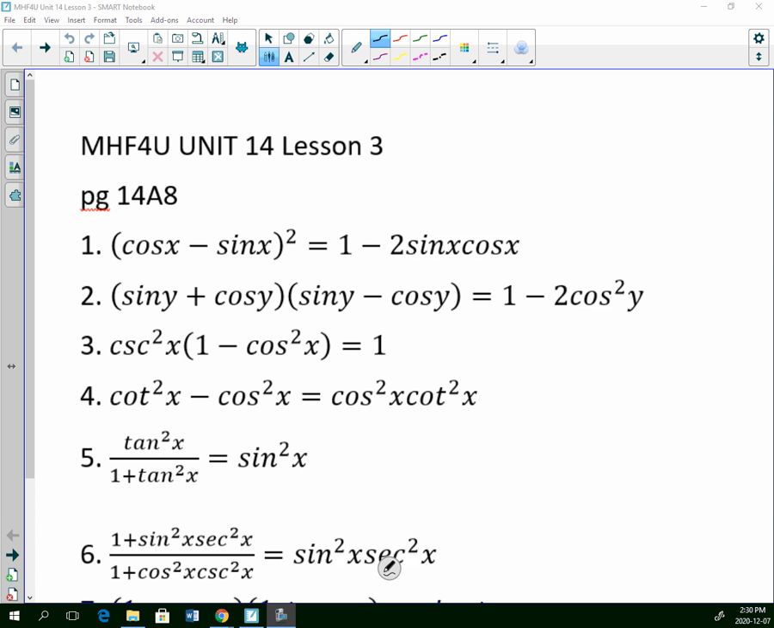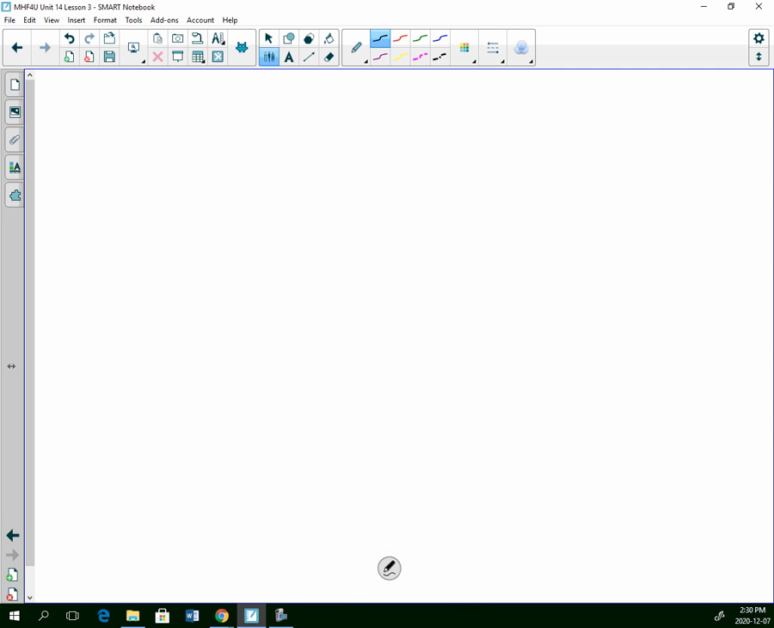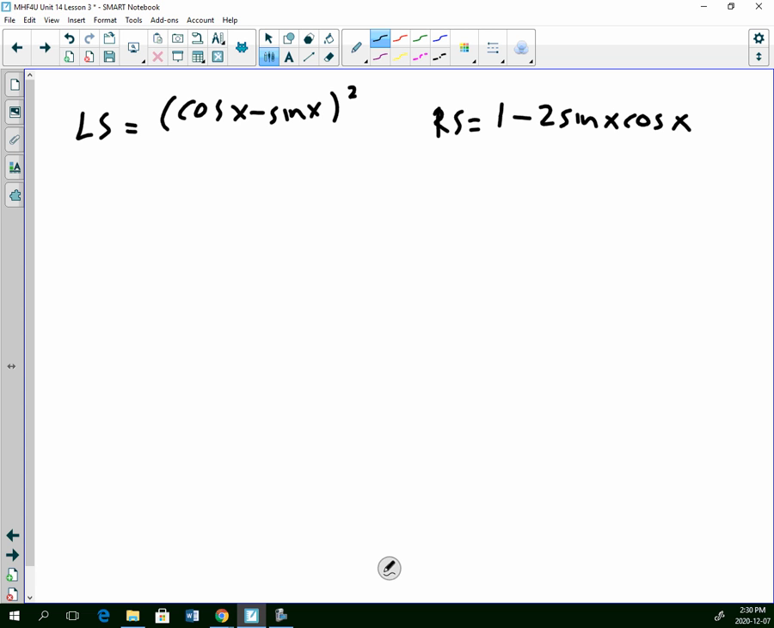Okay, so remember our strategy is that we would like to put everything in sine and cosine if it is not already, and then simplify from there. On the left side, we have cos x minus sine x squared. And on the right side, everything's already in sine and cosine. So then my next question would be, what can I do to simplify?